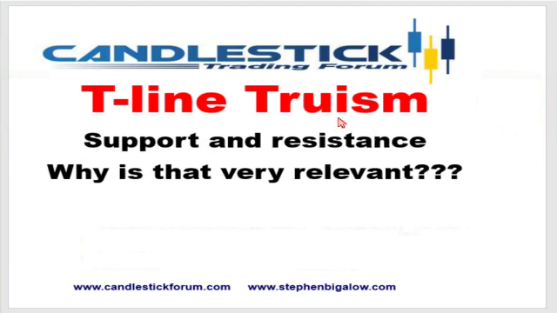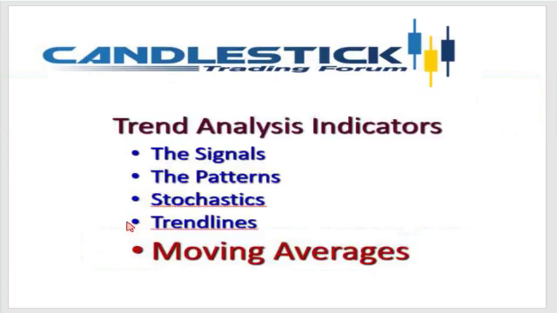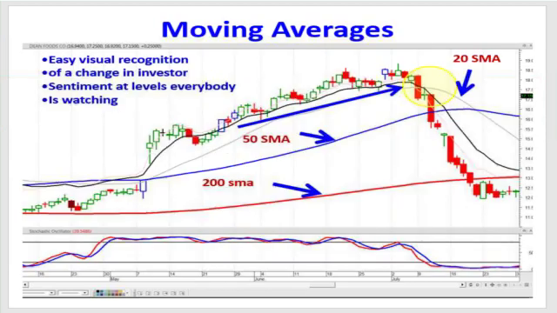And this is where that truism becomes even more prolific when you see a support and resistance level. And why is this relevant? Because we know what makes for our trades or the good trend reversals. The signals are the patterns, where we are with stochastics, trend lines and moving averages, or anything that we can use as a support and resistance level. But the most powerful one is the T-line.